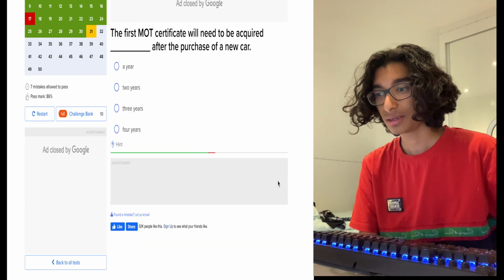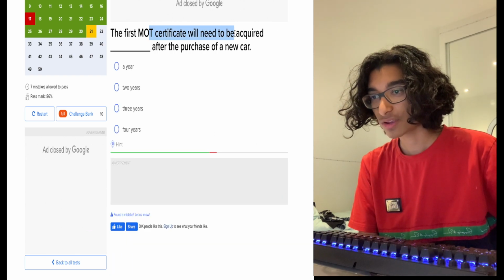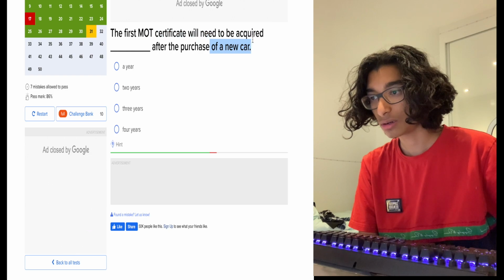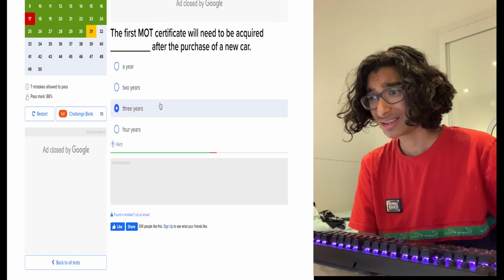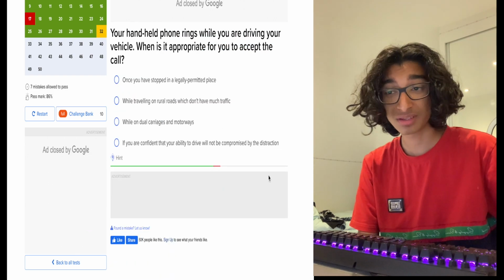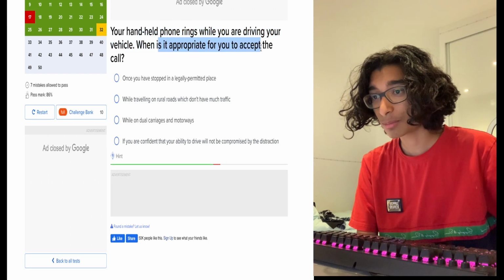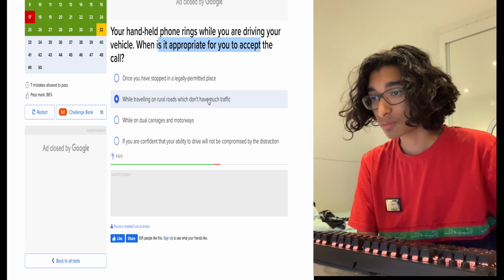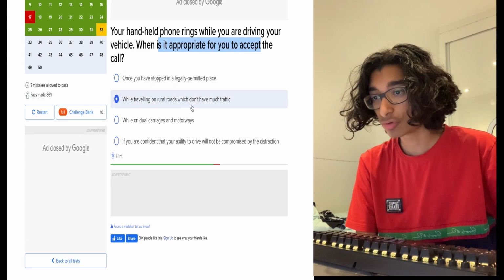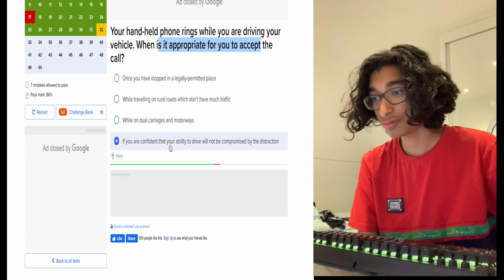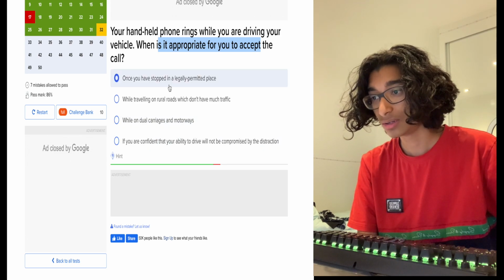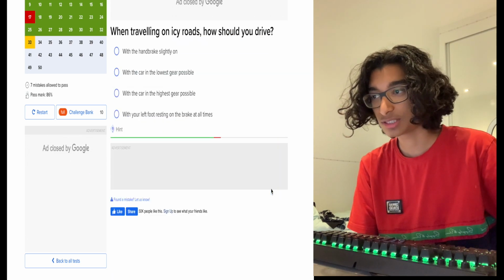Okay. The first MOT certificate will need to be acquired after purchase of a new car after, is it 3? Yeah, 3 years. Again, guess. Your handheld phone rings while you're driving. When is it appropriate to accept the call? Once you've stopped in a legally permitted place. While traveling on rural roads, no. Well, no. It has to be the first. Again, easy question.